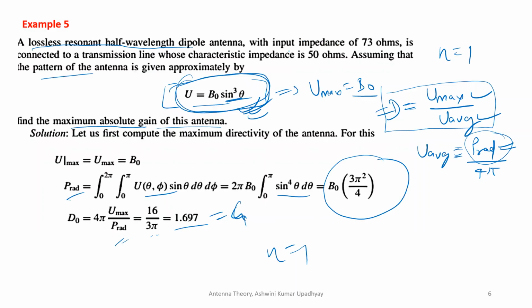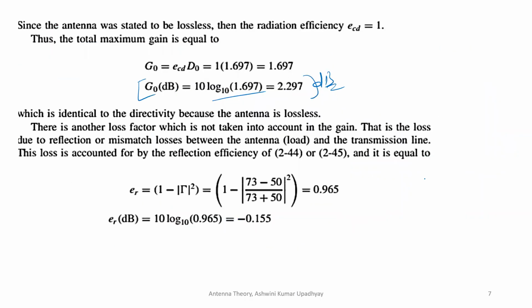There is one more thing given in this example, that the input impedance of this antenna is 73 ohm, and it is connected by a transmission line whose characteristic impedance is 50 ohms. So what does this mean? It means that this antenna is connected by a transmission line whose characteristic impedance is 50 ohm and the antenna impedance itself is 73 ohm. So can you tell me whether these two impedances are matching or mismatching? So these are obviously mismatching because both these values are different.